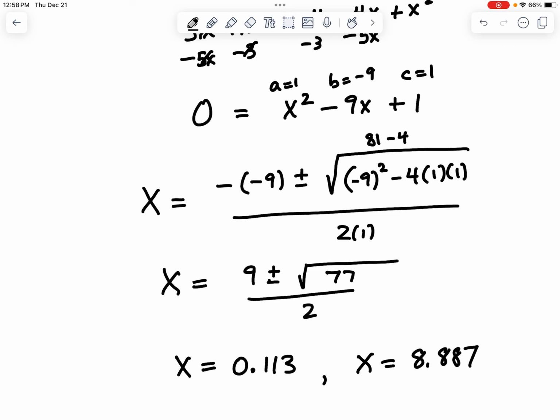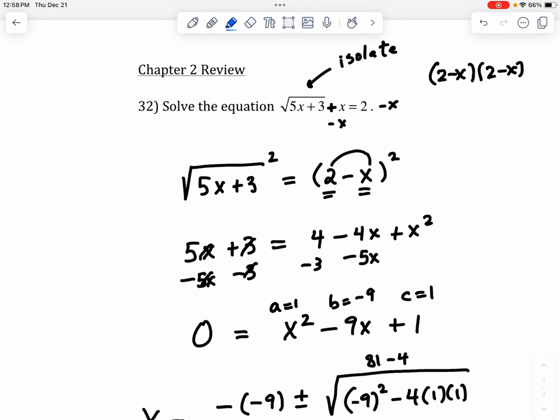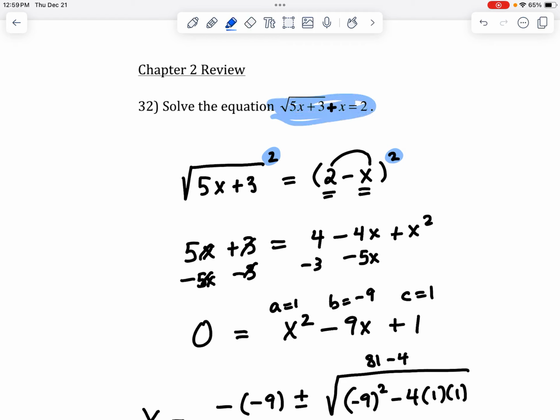Now the only thing is you do have to check the answer, because even though squaring both sides is perfectly legal, it can give you extra answers that are not actually part of the solution. So we need to take a look at the graph. So then I'm going to graph this and see, are both solutions possible?